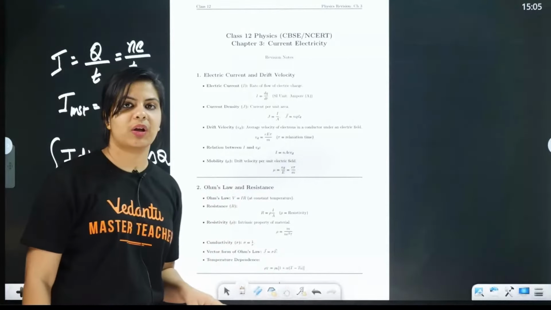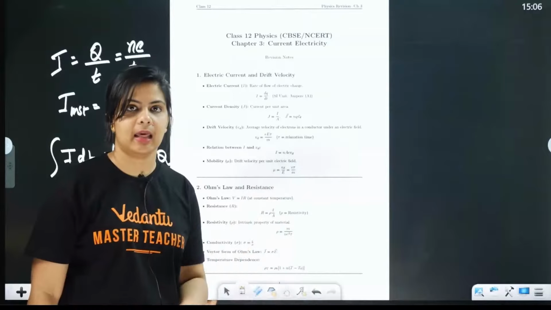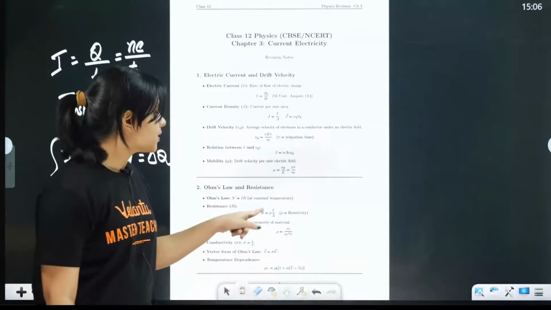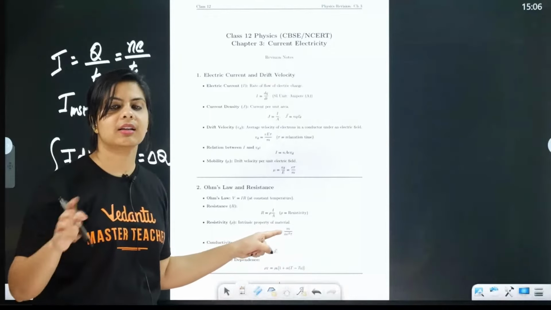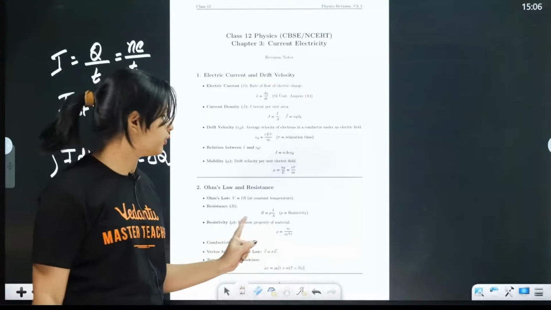And the equation for resistance is rho into L by A. So we can say R is equal to rho into L by A, where rho is the resistivity, L is the length of the conductor, and A is the area of the conductor.